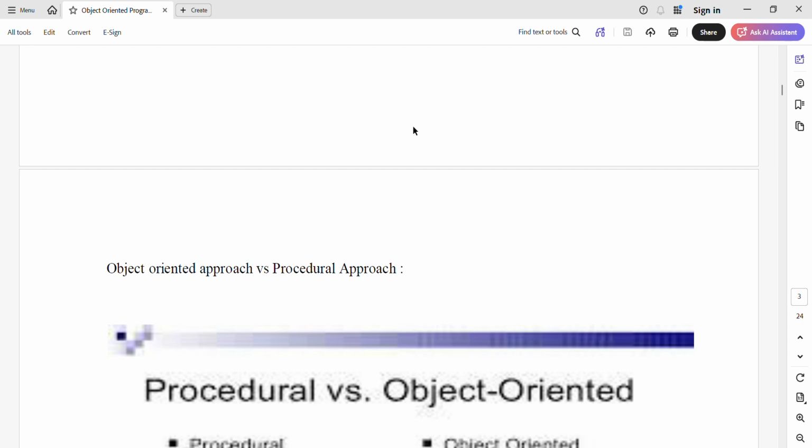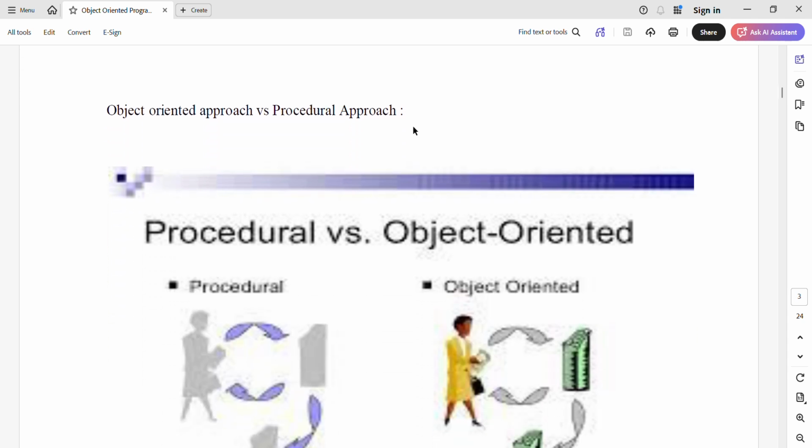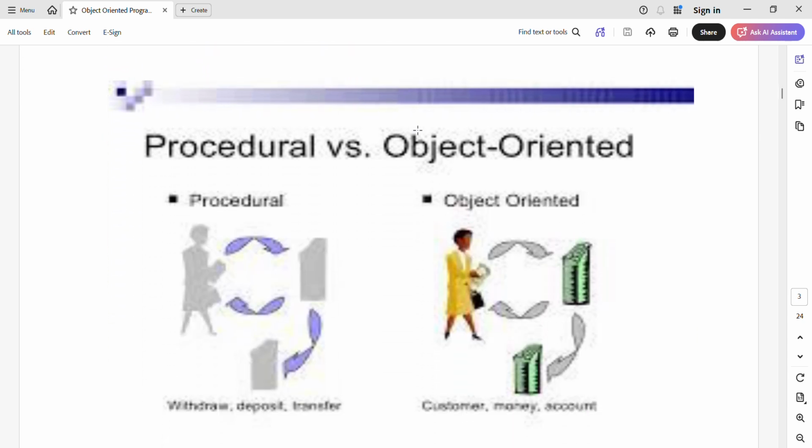Next, we have to know the difference between object-oriented programming and the procedural approach. In procedural programming, everything depends upon functions. And in object-oriented programming, everything is focused on objects. So, what is the procedure? Let us consider an ATM example. In an ATM, we insert the card, enter the PIN number, and withdraw the money. These are the main functions that we carry out in an ATM. That particular function is concentrated on in procedural programming.